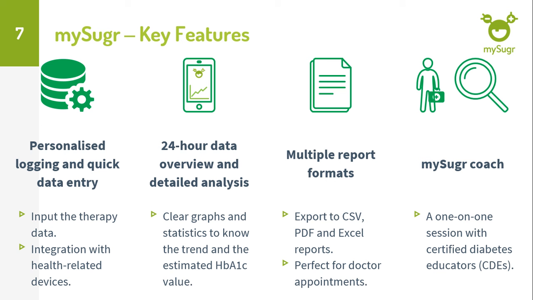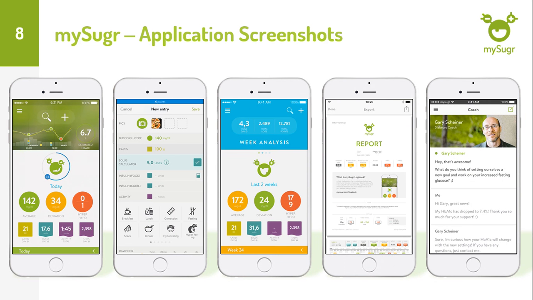Firstly, personalized logging and quick data entry. Users can easily input their therapy data as well as import data from Apple Health, Google Fit, and IQCheck. Secondly, users can continuously monitor their past data and know how they are trending, and thus they can increase their awareness to control their blood sugar level better. Thirdly, users can export their data to multiple report formats, which can be shared with doctors and healthcare professionals when having appointments. The last one is the MySugar Coach feature, in which users have one-on-one education with certified diabetes educators and obtain personalized advice. These are some of the application screenshots for the key features.